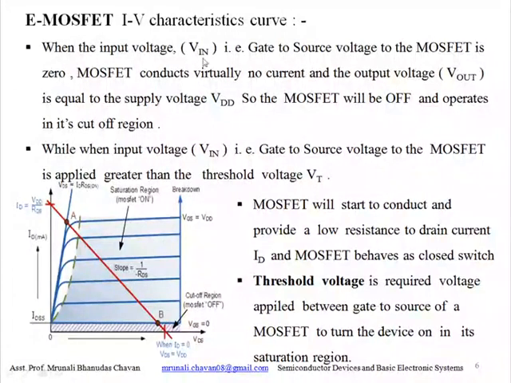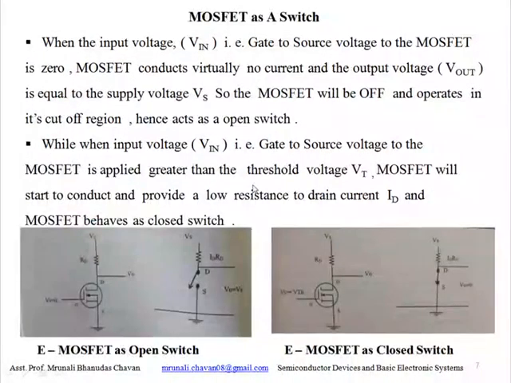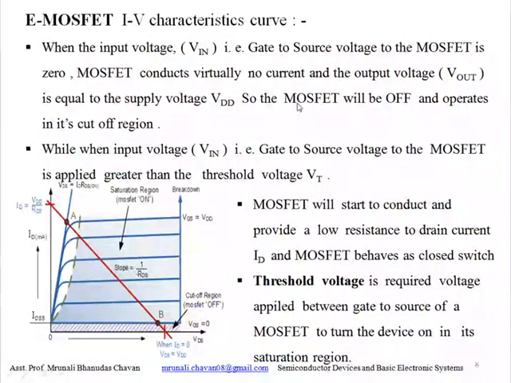When the input voltage Vin, that is gate to source voltage to the MOSFET, is 0, the MOSFET conducts virtually no current and the output voltage Vout is equal to the supply voltage VDD, so the MOSFET will be off and operates in its cutoff region.